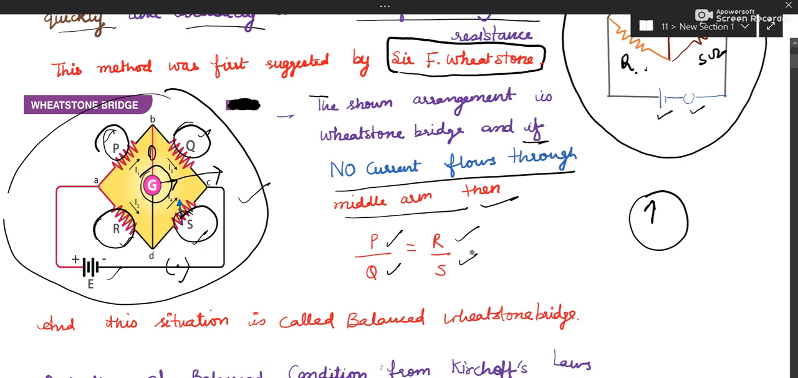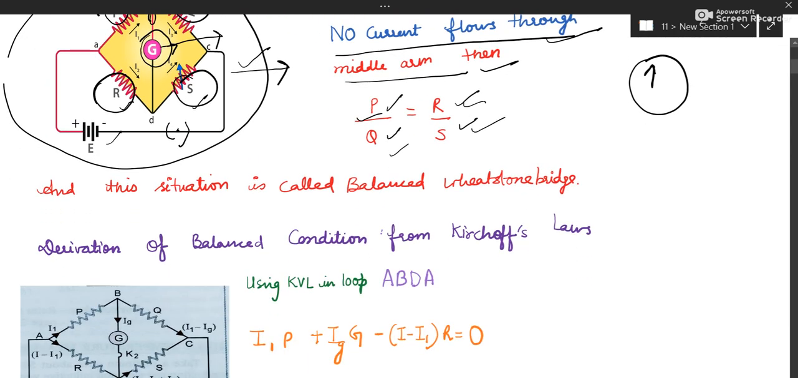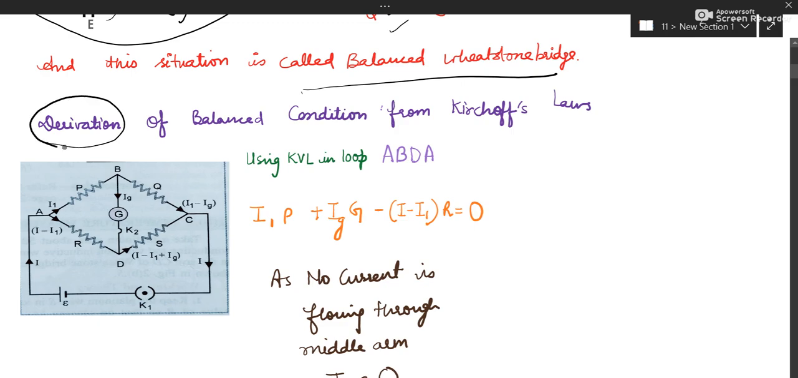So two things covered. What is a Wheatstone bridge? This type of structure is called Wheatstone bridge. And what is balanced Wheatstone bridge? If no current is flowing through the middle arm, then P by Q is equal to R by S. This condition is called balanced Wheatstone bridge. Now we have to derive this condition. We have to derive the balanced condition of Wheatstone bridge from Kirchhoff's law.